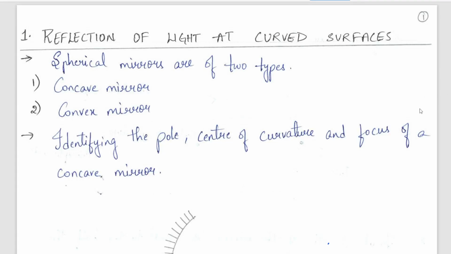As a part of PolySet series, today we are going to start our physical science syllabus. In that, today we are going to learn the first chapter of our physical science, that is reflection of light at curved surfaces.